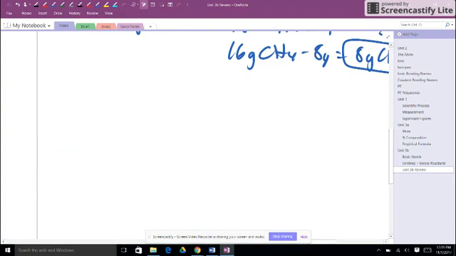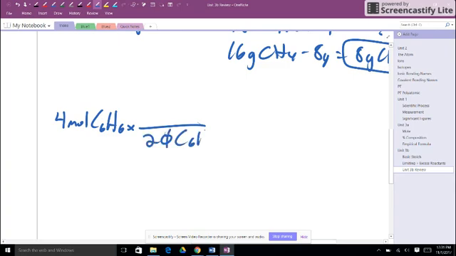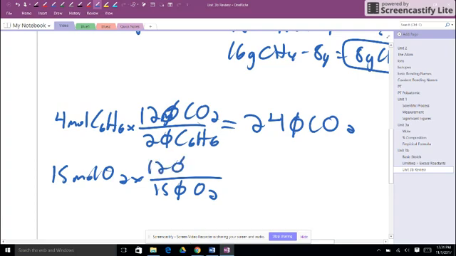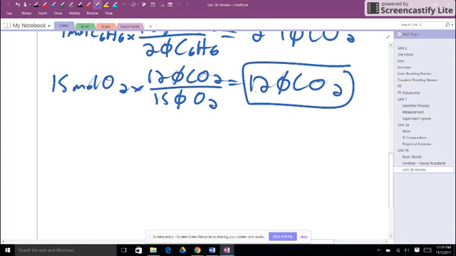we could still calculate this if you wanted to, or if you want to confirm your work, just by putting the numbers in. So 4 moles of benzene, and the balanced equation suggests that for every 2 moles of benzene, we can produce 12 moles of CO2. And then with our 15 moles of oxygen, the balanced equation was a 15 mole ratio to 12 mole. 12 is less than 24.